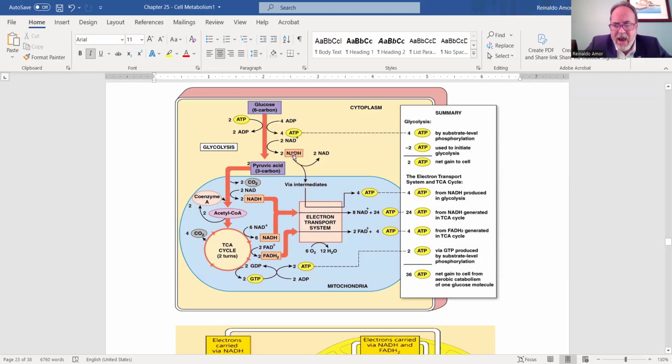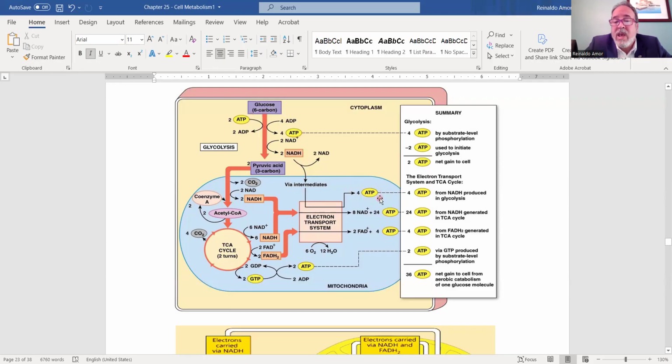We said that we make how many ATPs from it. So we have 2 NADHs, and we make 3 ATPs from 1 NADH. So we have to multiply 2 times 3, right? That's 6. But notice that we're getting only 4. That means that there was some type of investment here. Okay, so from the NADHs from glycolysis, we generate 2 ATPs.